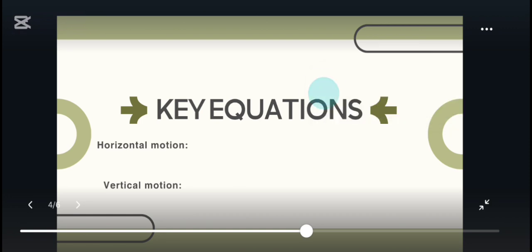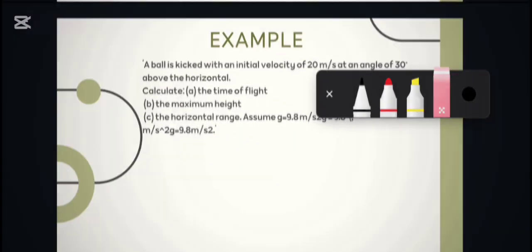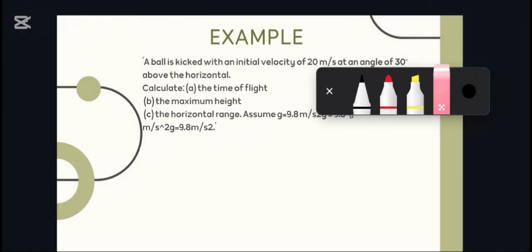I have to erase this and pass to the next slide. That is the real life applications. Projectile motion is applied in a lot of things in real life. One of the most specific are engineers in space, and one that we all make use of is in sports. For example, when you kick a ball or throw a basketball, all that use projectile motion.